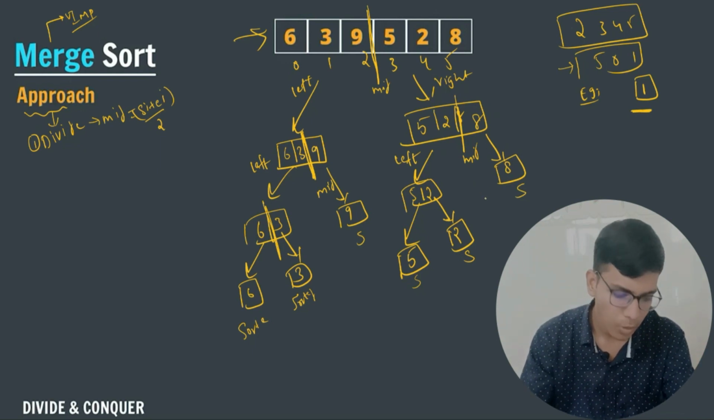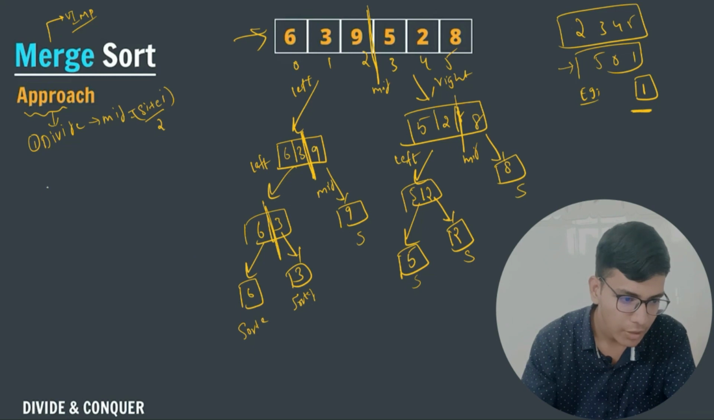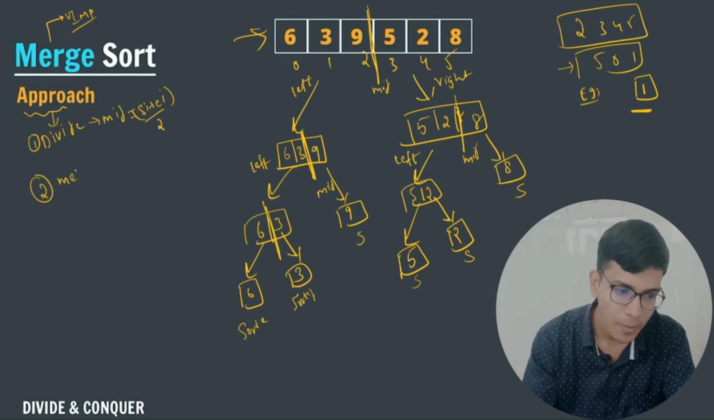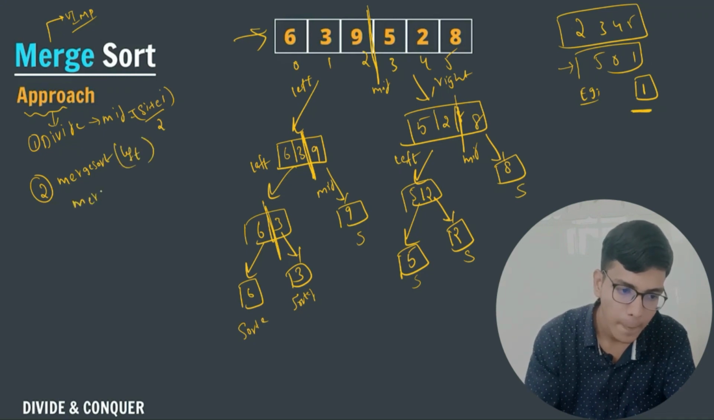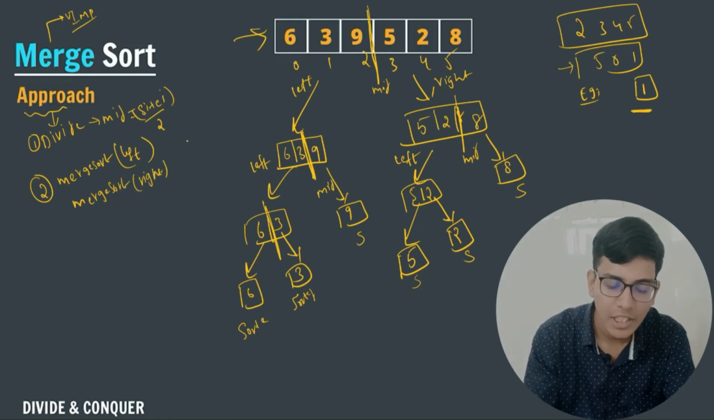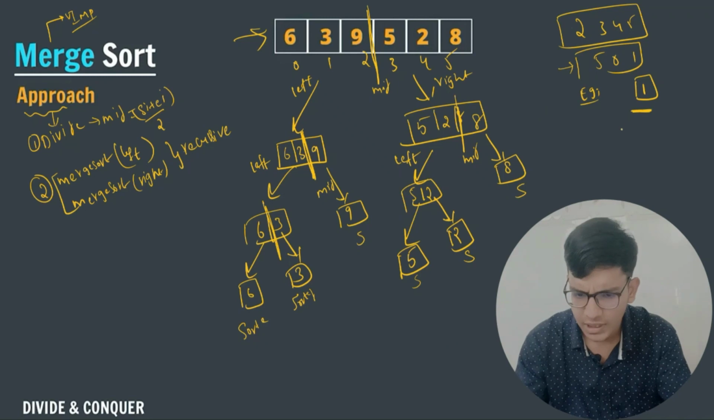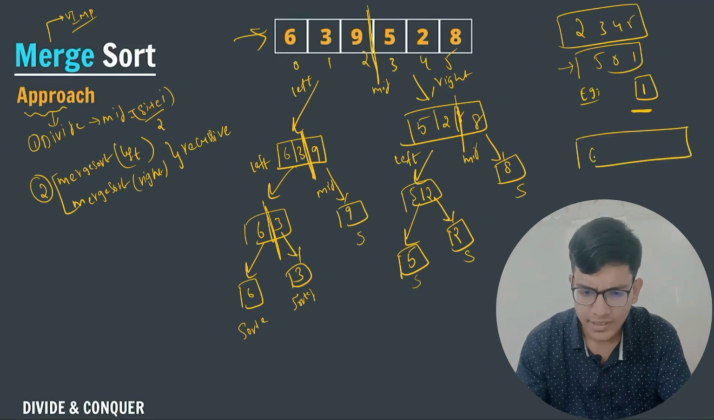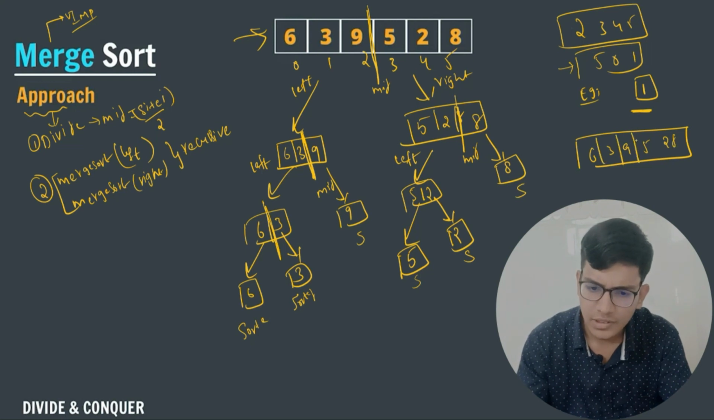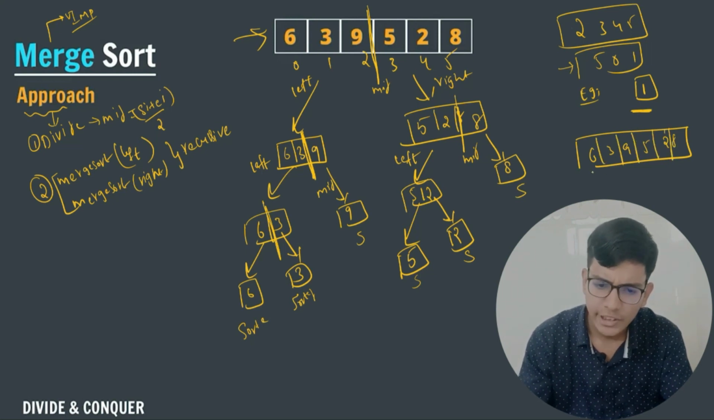The second part is that I will call my merge sort for my left part, after that I will call my merge sort for my right part. So this will become my recursive step. Let me tell you what this particular step means. This is the given array, let us consider 6 3 9 5 2 8. This is my left part.